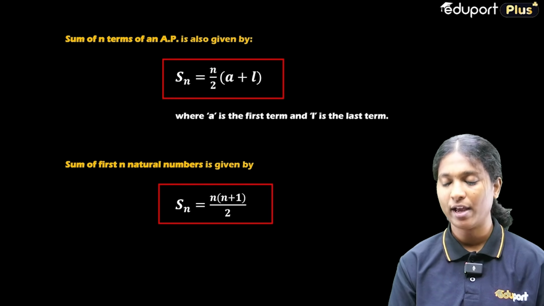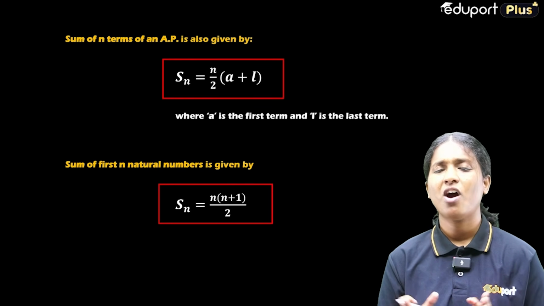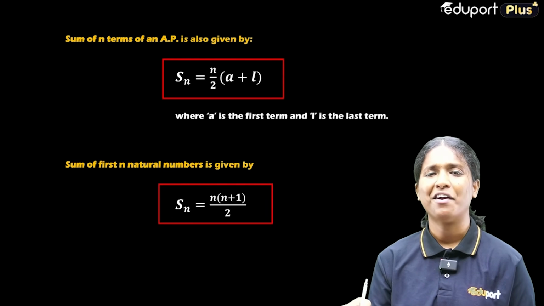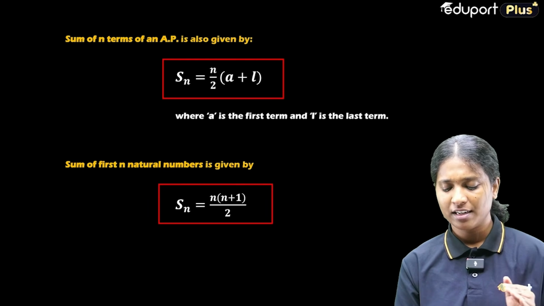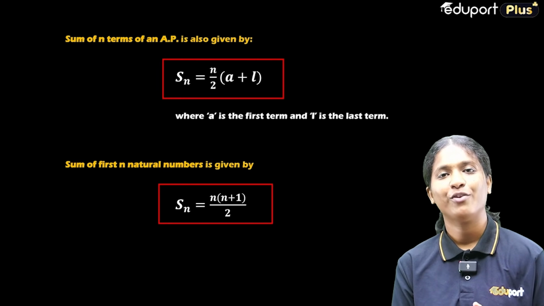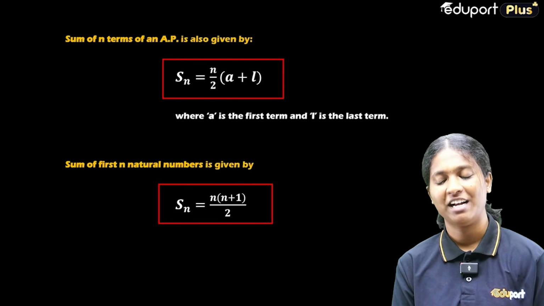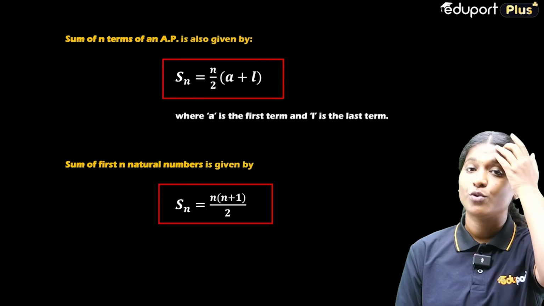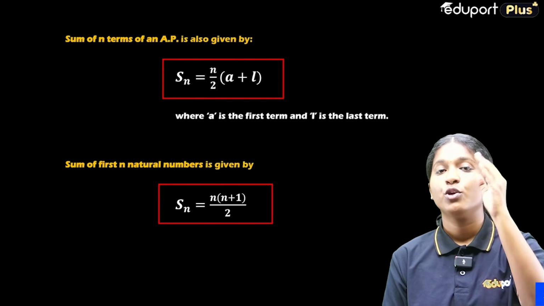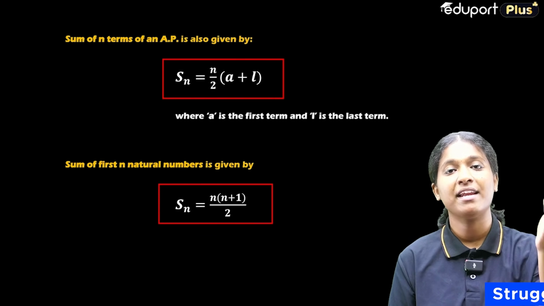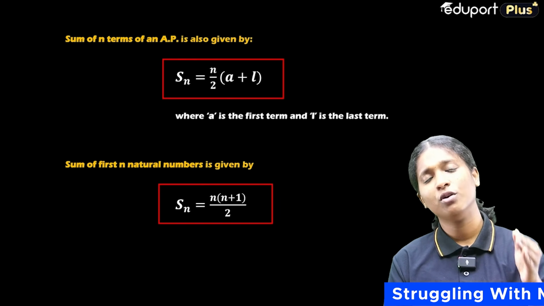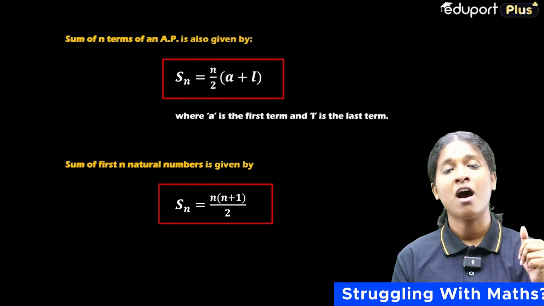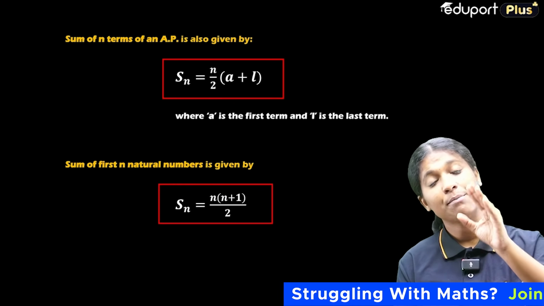is Sn is equal to n by 2 into a plus l. It is not that complicated, because from the first formula you can reach this formula. That's so simple. But whenever a question gives you the first term, the last term and also the number of terms, then you don't have to use the first formula, that is Sn is equal to n by 2 into 2a plus n minus 1 into d.